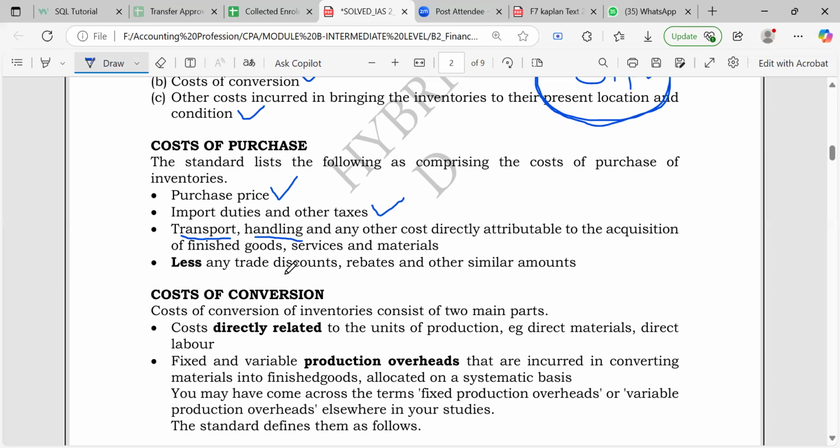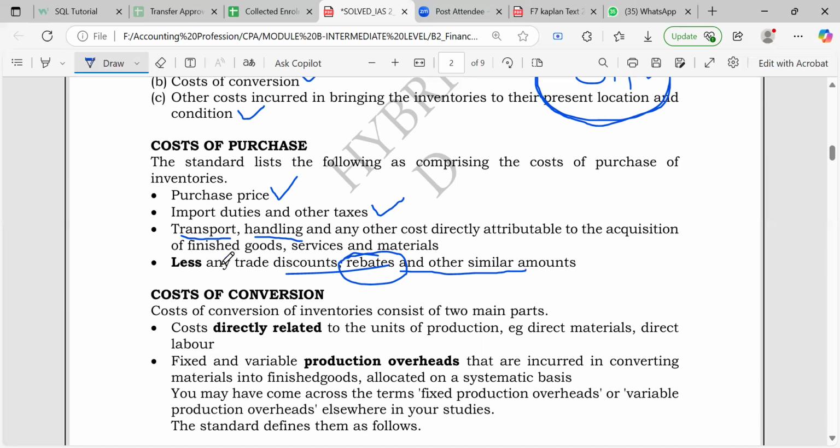Now we have to deduct any trade discounts, rebates, and other similar amounts. Simply speaking, if you pay for the tax and it is refunded, you may also consider it as part of a rebate. A rebate is what you pay for, but actually you are refunded. If you are provided back with something, it means that you didn't incur that cost.